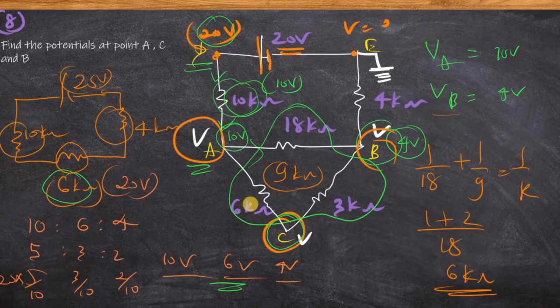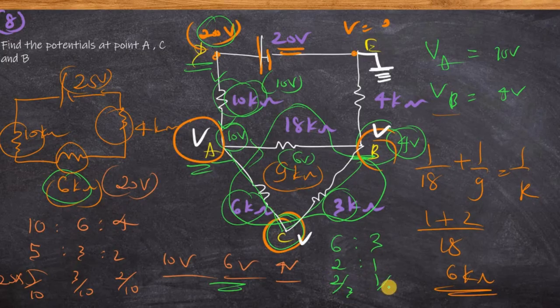So we need to apply the very same method. Across A and B, potential difference will be 6 volt, right? So that potential will be split into 6 and 3. So 6 is to 3 resistance ratio, 2 is to 1 ratio. The fraction will be 2 over 3 and 1 over 3. I'll multiply this by the total potential 6. So each of these 6 ohms will be getting 4 volt, and these 3 kilo ohms will be getting 2 volt.